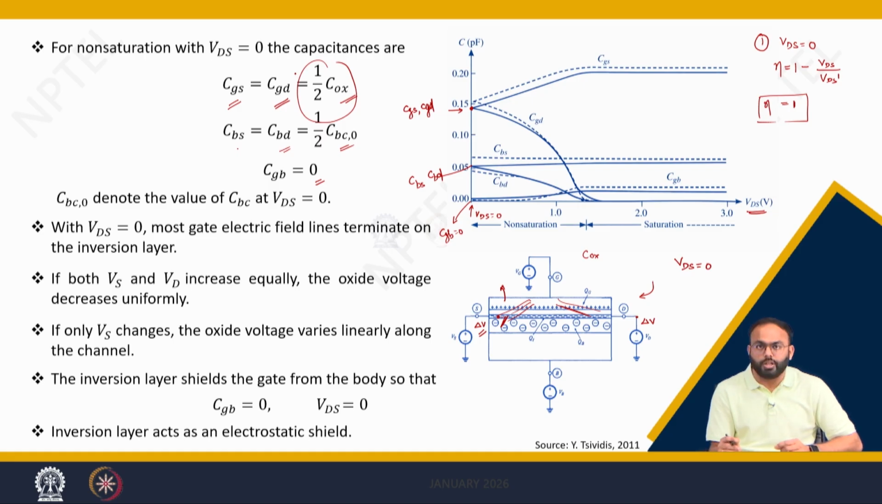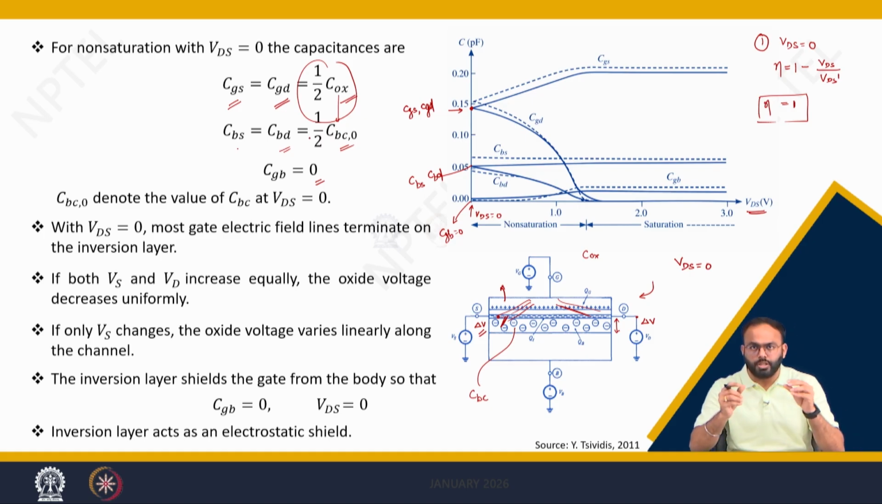The similar theory is applicable when we are talking about the bulk charge or CBC. But remember, the depletion region thickness is wider. Because of that, CBC is smaller than what? COX. So we are getting the same distribution when the VDS is equals to 0.